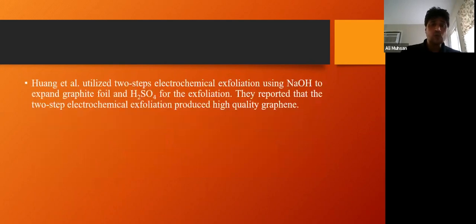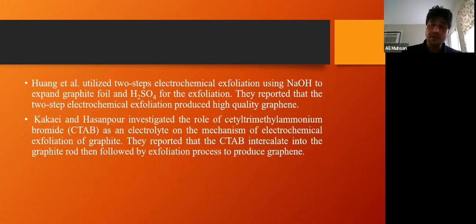Huang et al. utilized two steps of electrochemical exfoliation using sodium hydroxide to expand the graphite foil and sulfuric acid solution for the exfoliation. They reported that the two-step electrochemical exfoliation produced high-quality graphene. And another work done by Kakaei and Hasanpour investigated the role of cetyltrimethylammonium bromide as an electrolyte on the mechanism of the electrochemical exfoliation of graphite. They reported that the CTAB intercalates into the graphite rod, followed by an oxidation process to produce graphene.